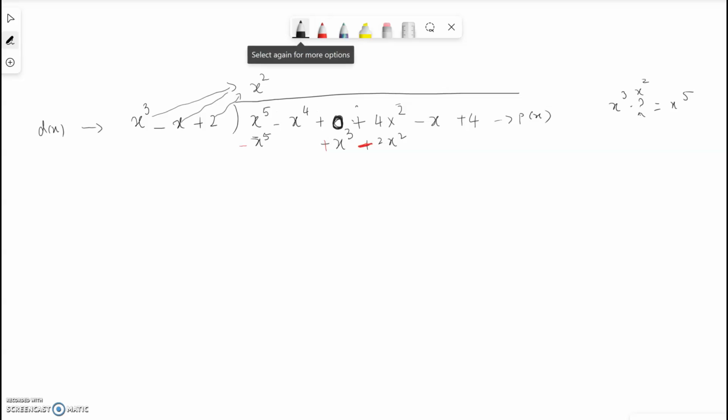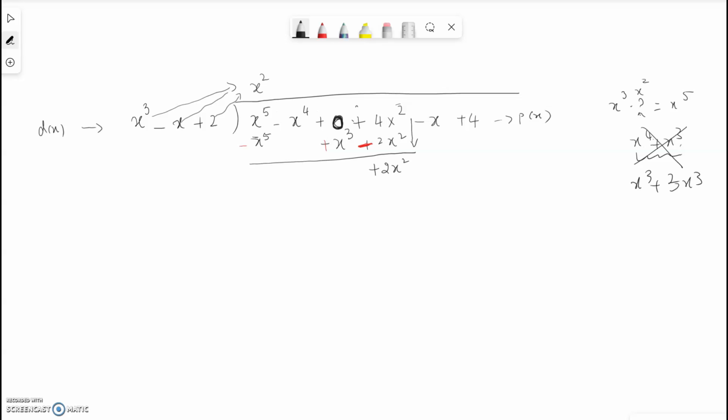Remember, we can only add like terms. So for example, you cannot add an x to the fourth and an x cubed. You cannot combine these two terms. That's not possible. You can only combine an x cubed, for example, plus 3x cubed. That's why we are lining them up as like terms. Now that we've changed the signs, all we have to do is add. So we have 2x squared plus x cubed minus x to the fourth, and this is a 0.